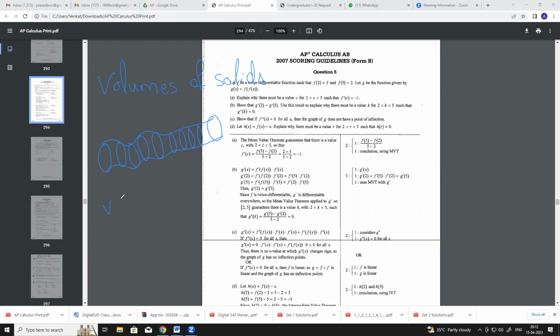So we know each disc has volume pi r square, where r is f of x. So pi into integral of f of x whole square into dx, from a to b, if you are doing it with respect to x. Same thing with respect to y: pi into integral of a to b f of y whole square into dy, which you need to remember. So if you are using the disc method, you are converting the given object into multiple small discs. The volume is pi into integral of a to b f of x whole square into dx, or pi into integral of a to b f of y whole square into dy.